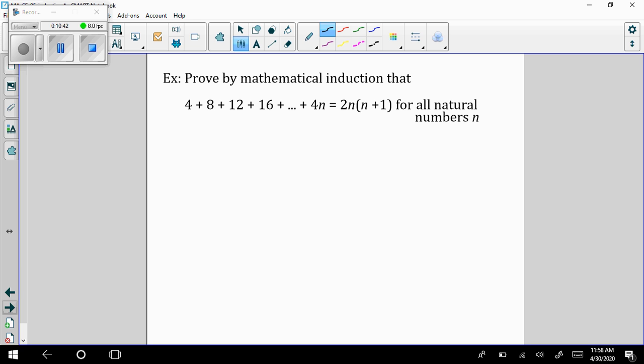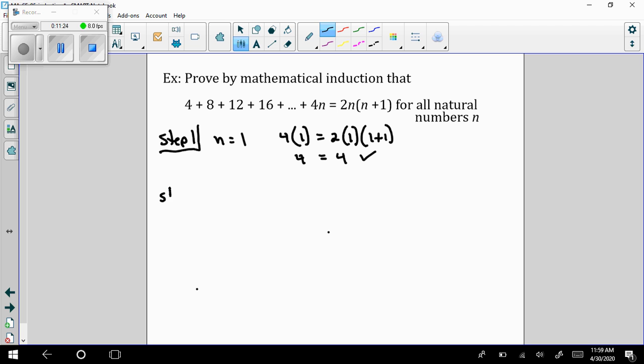All right, so now I'm going to prove this statement: 4 plus 8 plus 12 plus 16 plus 4n. If you notice, all of the terms in the sequence are multiples of 4. This is equal to 2n times n plus 1 for all natural numbers n. So step 1 is where you simply start your statement off by saying n is equal to 1. So I have 4 times 1 equals 2 times 1 plus 1 plus 1. So I get 4 equals 2 times 2, which is equal to 4, which is a true statement.